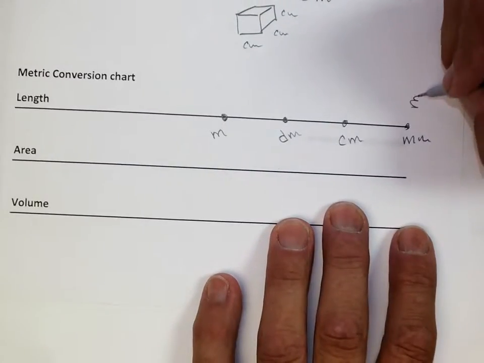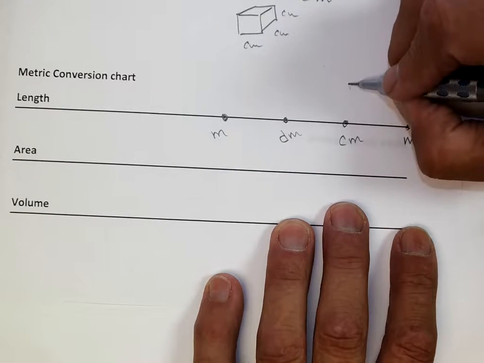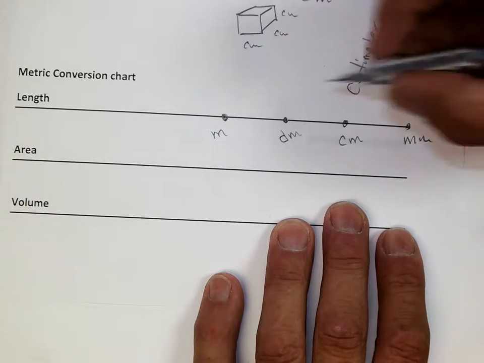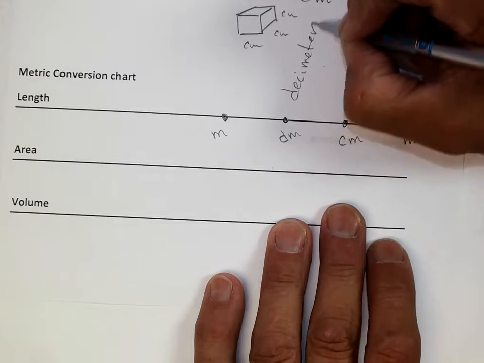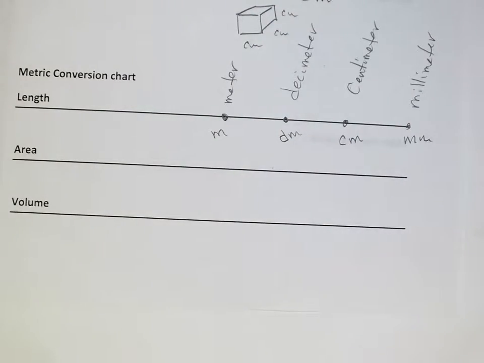There's my millimeter, my centimeter, my decimeter, my meter, okay? How am I doing? Going too fast? Yep. Okay, slow down.